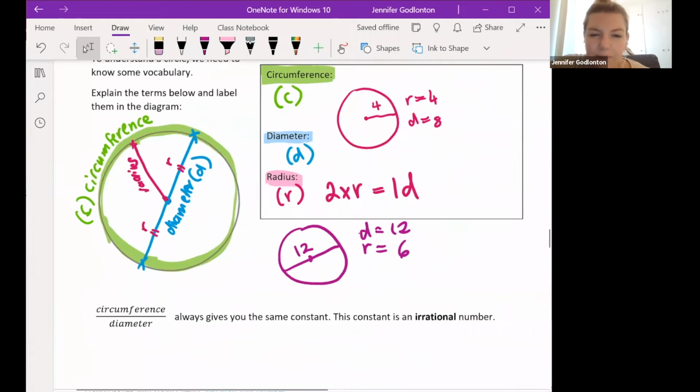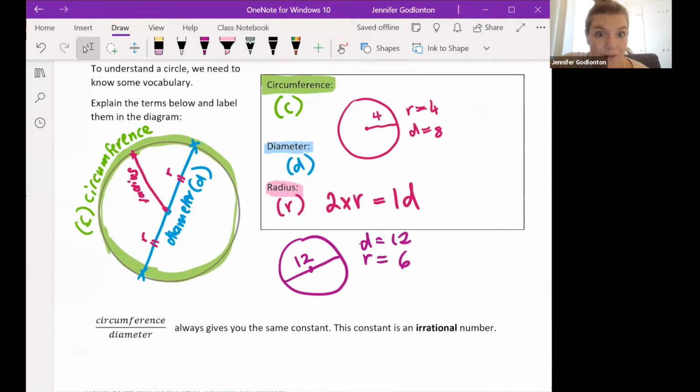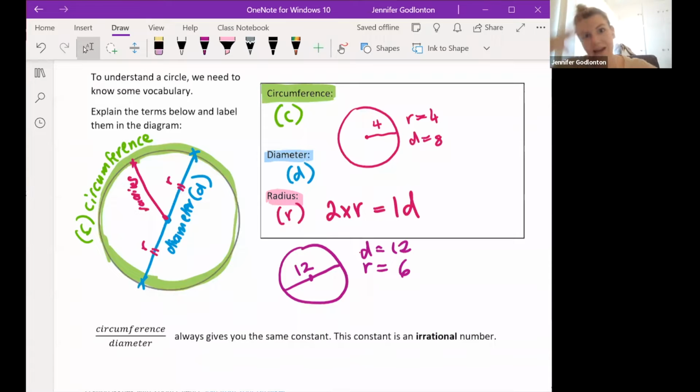What they found a long time ago when maths was being formed, they found that every single time they measured the circumference of a circle, like imagine you took a piece of string and measured the whole circumference of the circle, and they divided it by the diameter of that circle, they always got the same number.